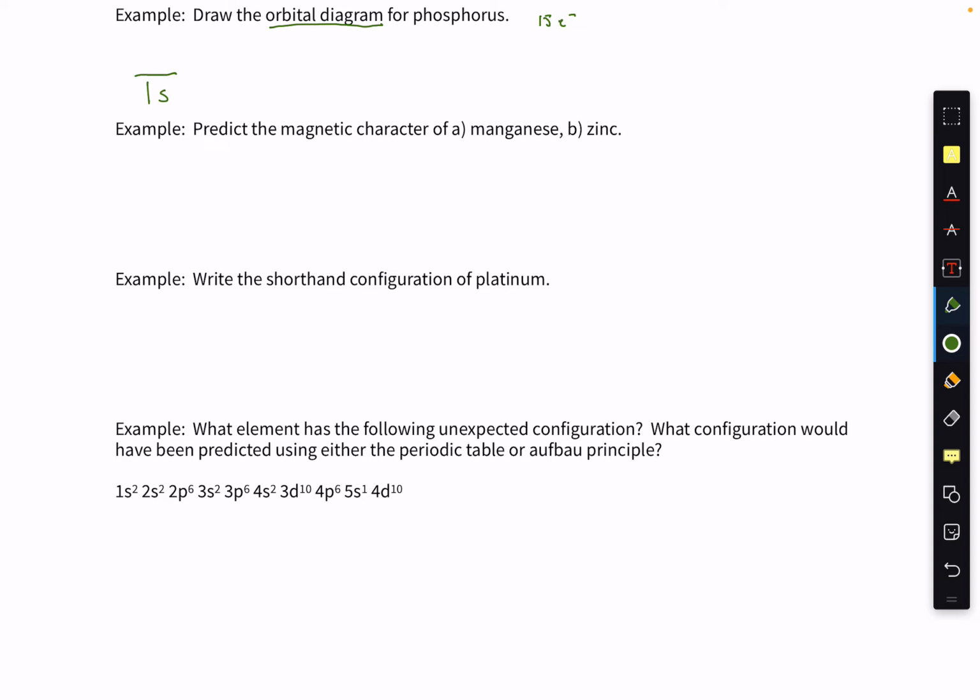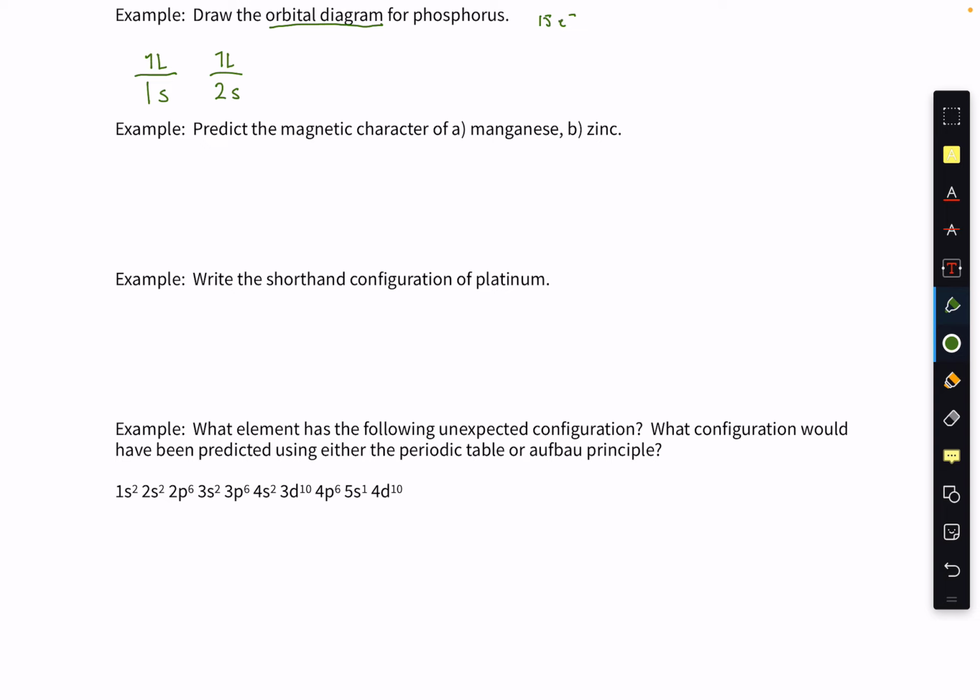And then we're going to draw either a circle or a box or a line, some sort of container to represent our orbital. And in our orbital, we're going to put in our 2 electrons, one spin up, one spin down. So now we move on to the 2s. Again, you can draw these as boxes or circles. I'm just drawing them as lines.